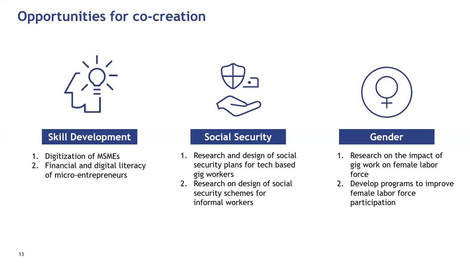In terms of social security, Dwara Trust has research around universal social security schemes, so can we look at research and design of social security plans for gig workers, but also for informal workers who are not on gig work platforms? And in terms of gender, the impact of gig work on the female labor force is an area that needs further exploration, and also programs, as Stanuk mentioned, to improve female labor force participation. So these are the areas I think we could explore with the partners.